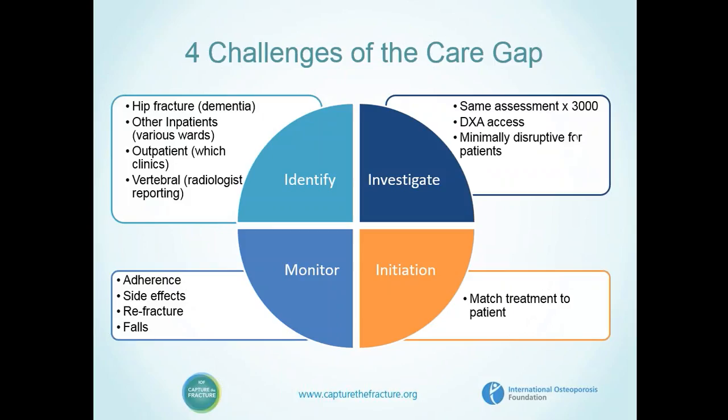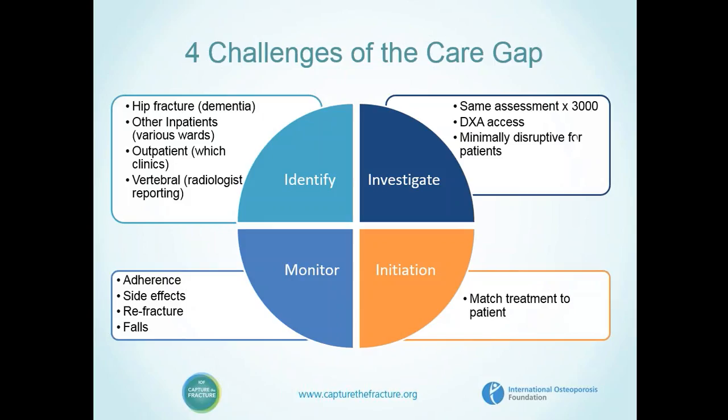We also have problems when it comes to investigation, because it's many patients, at least times 3,000. It all depends on where you are and where your service is. So it may be very many patients, and the logistics around that may be quite difficult. You also have to have access to DEXA, and this is not universal and easy to get at some places. And it also should be convenient for the patients or minimally disruptive for them so that they'll actually come to the investigation.